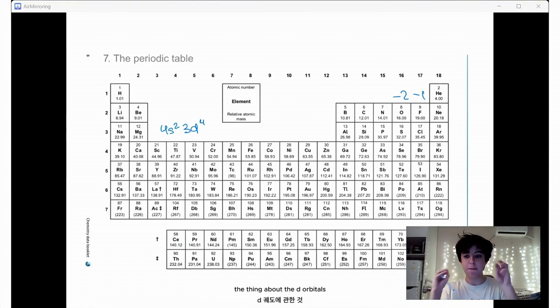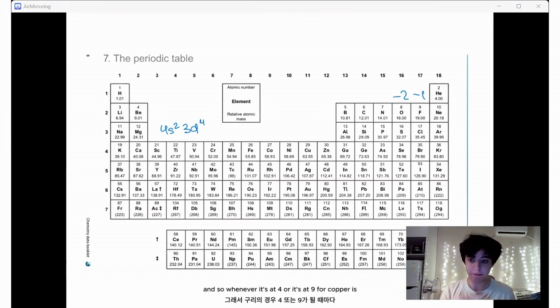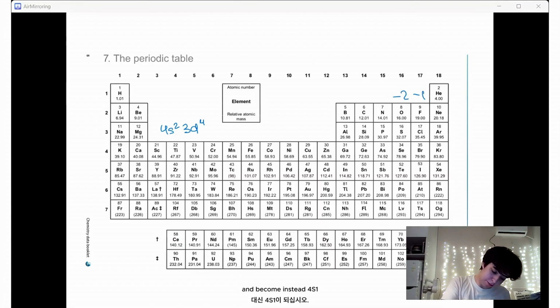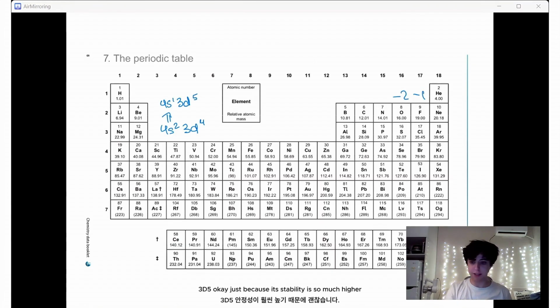Okay. The thing about the d orbitals, it likes to be either halfway full or fully full. It's just very nice. Okay, it's a very stable configuration. D5 and D10 are very stable. And so whenever it's at 4 or it's at 9 for copper, it will steal an electron from the 4s2 orbital and become instead 4s1 3d5. Okay, just because its stability is so much higher, this is very energetically favorable to happen.